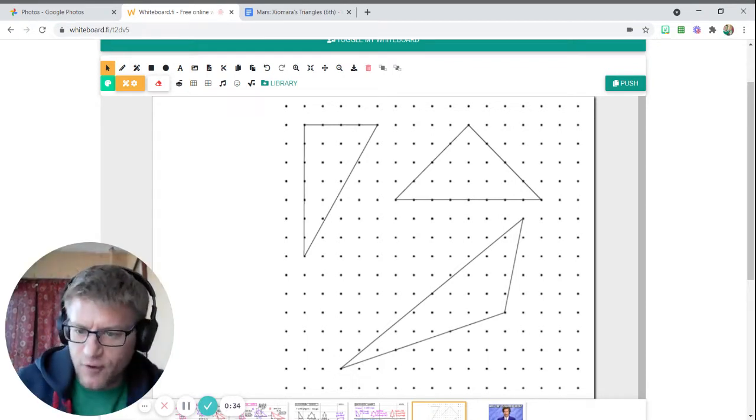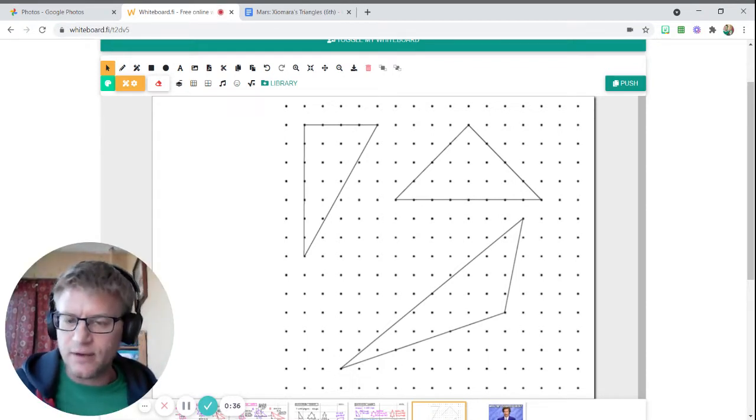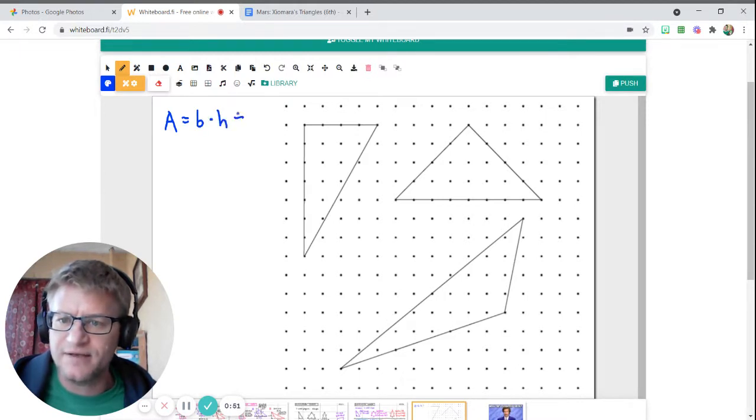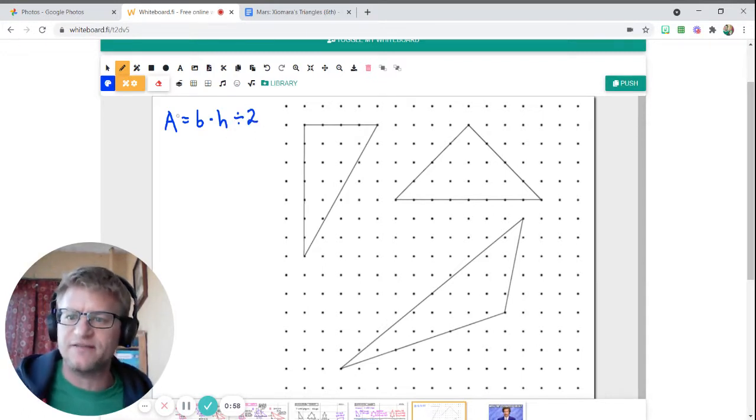So the area of any triangle can be calculated through the formula, and we're going to put it up here. The formula of area: the area equals base times height divided by 2. And the part that everybody always forgets is the divided by 2 part. So that's really important. Remember that dividing by 2.